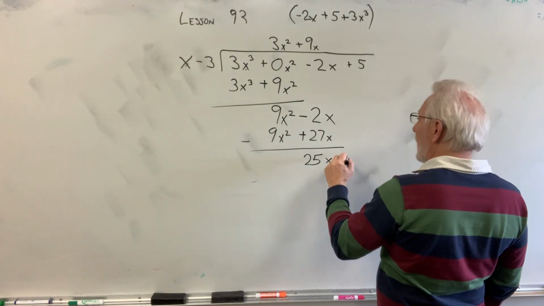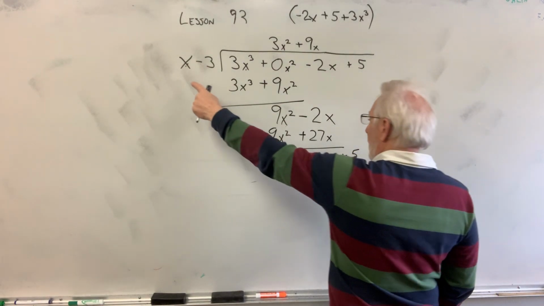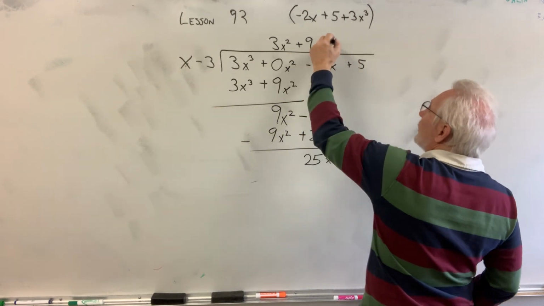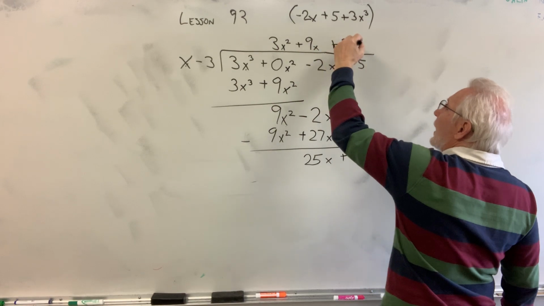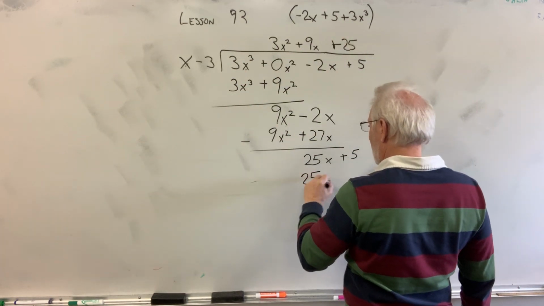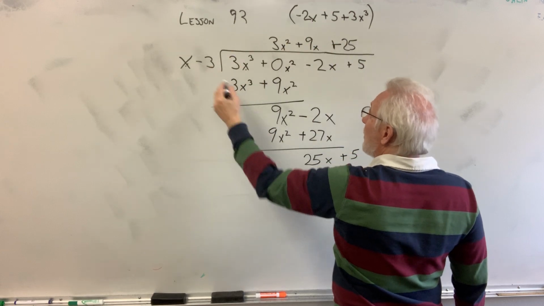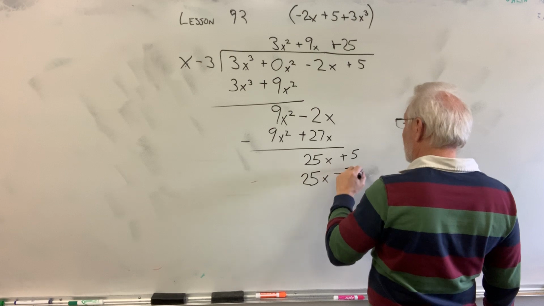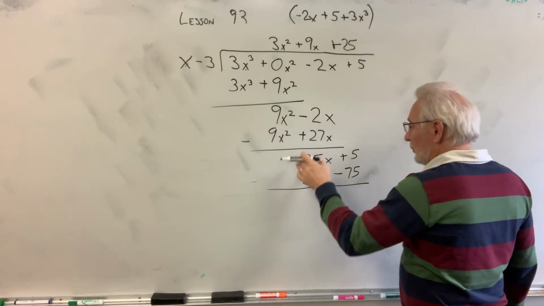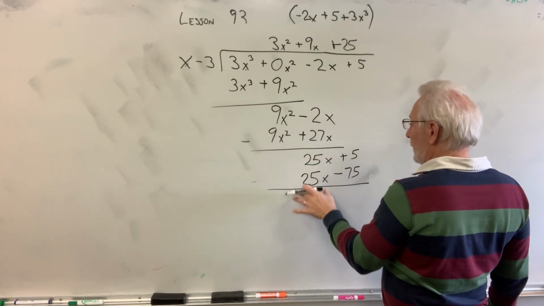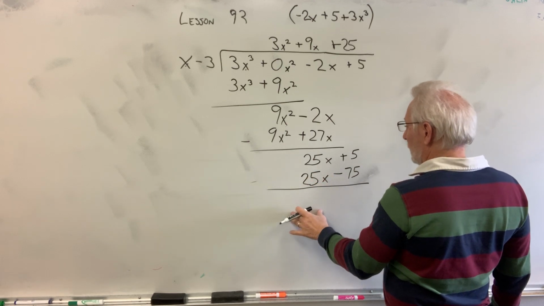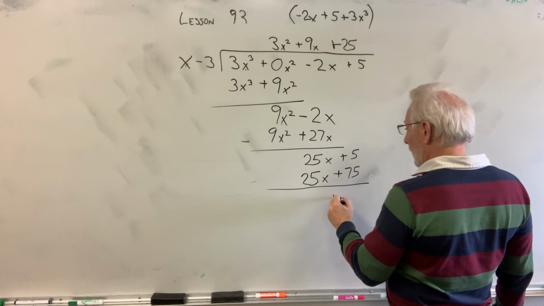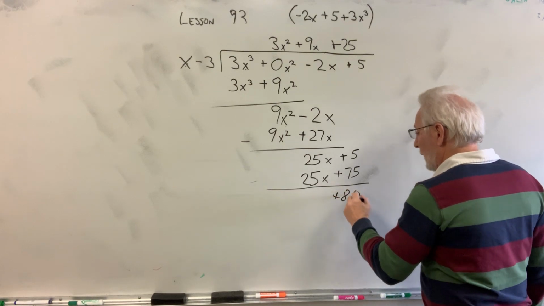Okay, bring down the 5 plus 5. Okay, x is going to go into there 25 times. It's a positive, so we got plus 25. 25 times x. 25 minus times negative 3 is going to be negative 75 right there. Okay, so again, we subtract the 25x minus 25x. Subtracting negative, same thing as adding a positive. So we'll end up with plus 80.